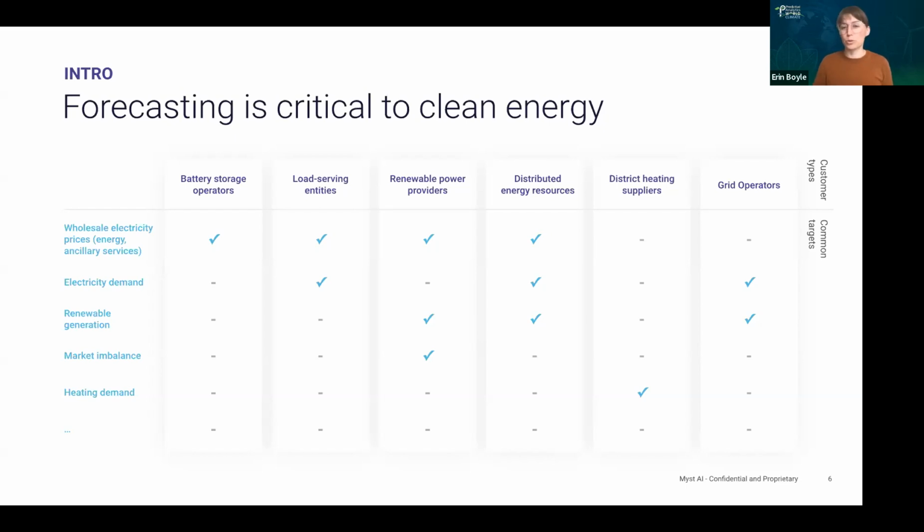Another example is renewable power providers. So, solar and wind farms, they need a variety of different forecasts, including generation forecasts. We've worked with some in Europe that need market imbalance. Then we have distributed energy resources, district heating suppliers, demand response, EVs. Grid operators themselves rely upon forecasts to actually run the market. They need load and generation forecasts in order to even set prices.